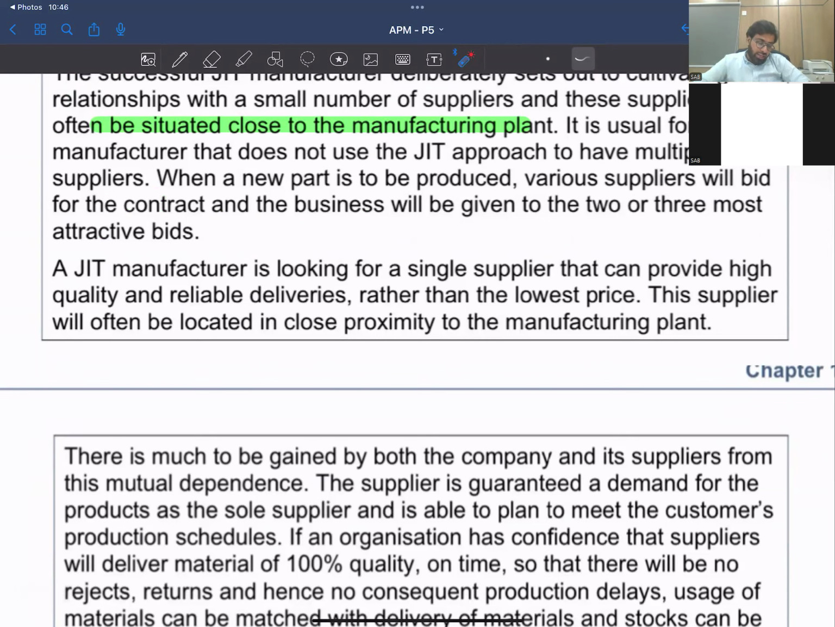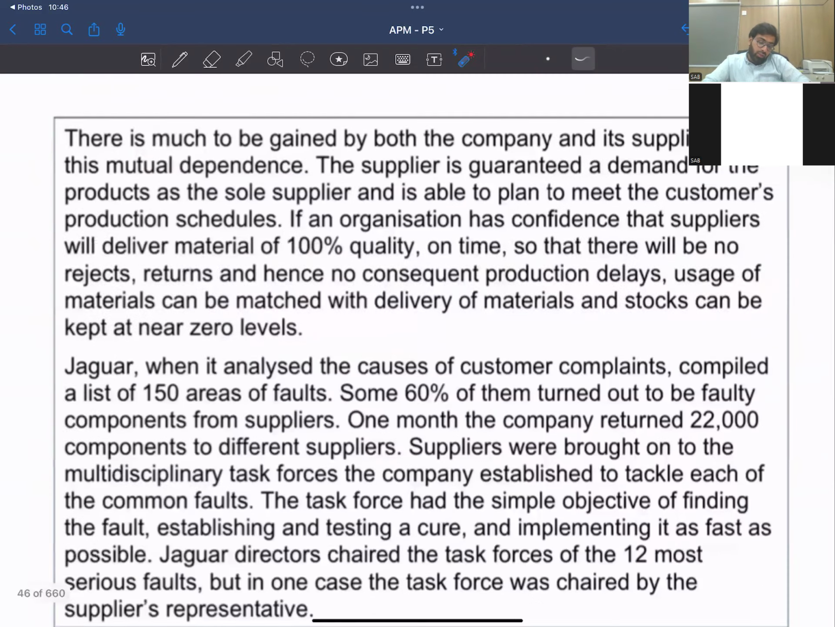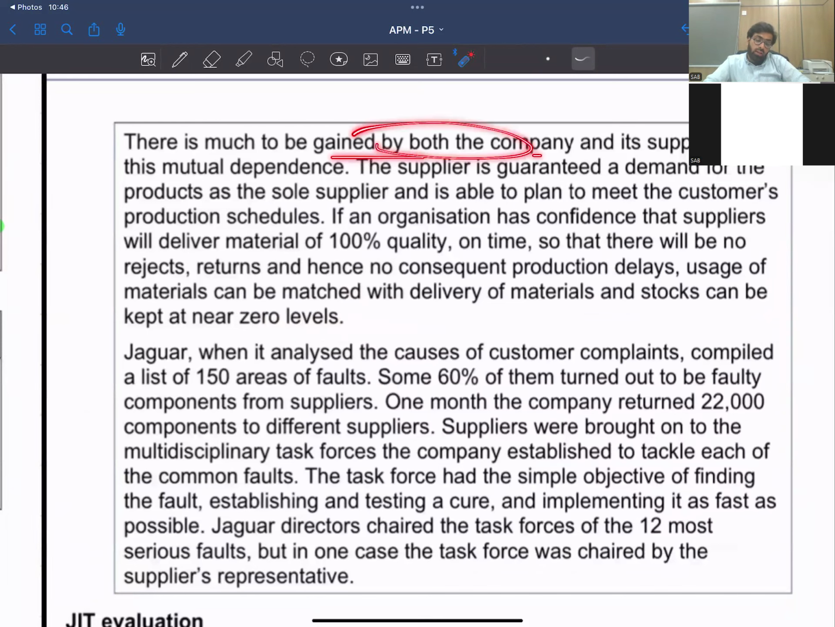Now a JIT manufacturer is looking for a single supplier that can provide high quality and reliable deliveries rather than the lowest price, and the supplier will often be located near the plant, right? There's much to be gained by both company and supplier from mutual dependence. They both will be depending on each other, right? The supplier will be guaranteed a demand for the product as a sole supplier. You will say that we have a demand for that product and you will be our sole supplier, right?